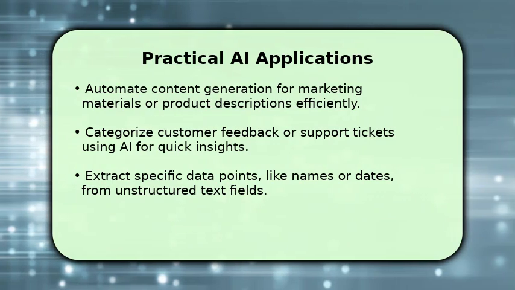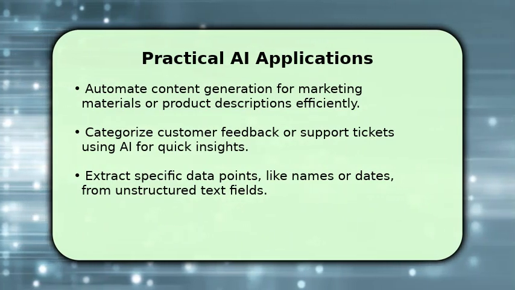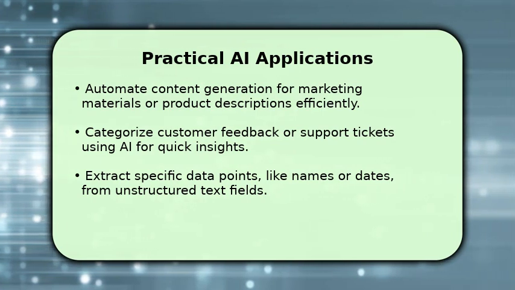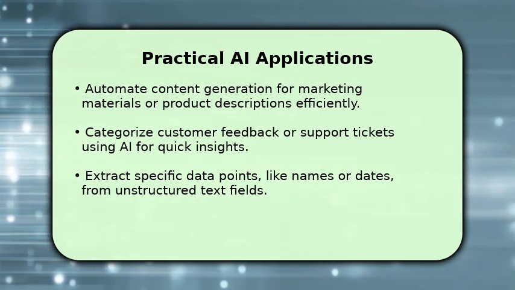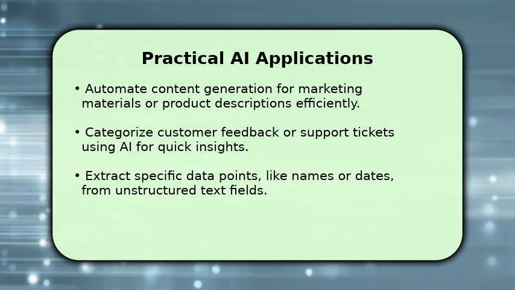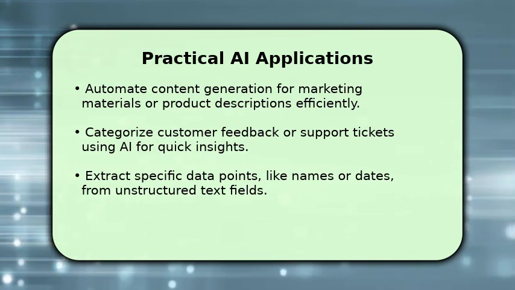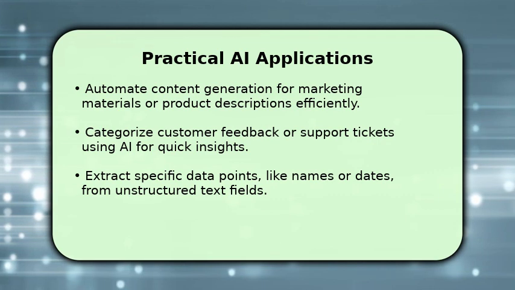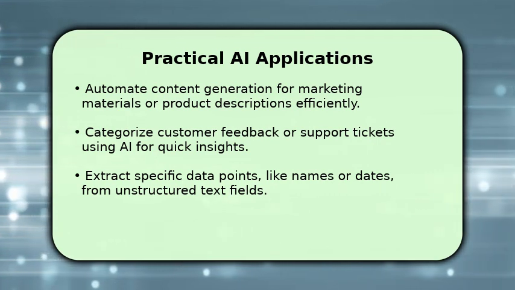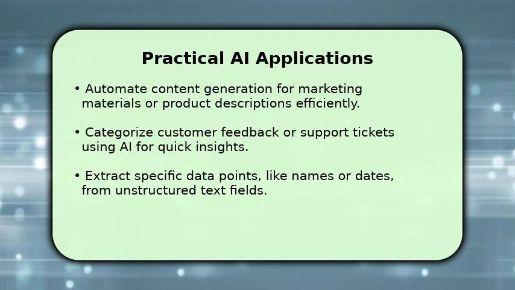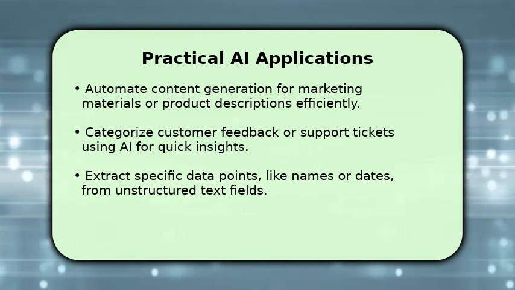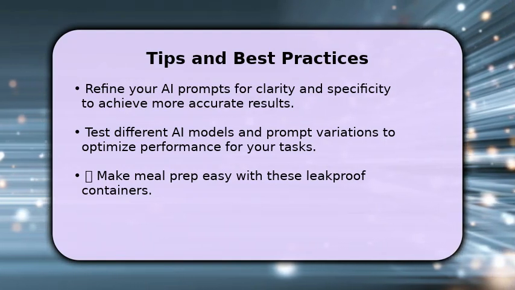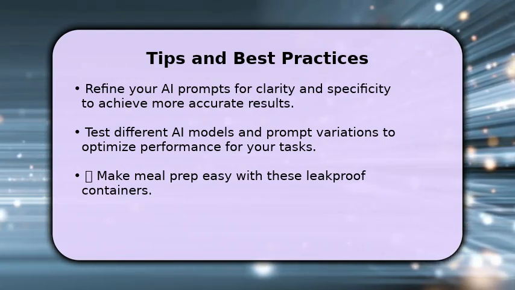Airtable AI offers many practical applications. You can automate content generation, creating marketing copy or product descriptions with ease. It's also excellent for categorizing data, such as sorting customer feedback or support tickets, providing quick insights. Furthermore, you can use it to extract specific information, like names, dates, or key phrases, from large blocks of text, saving manual effort.